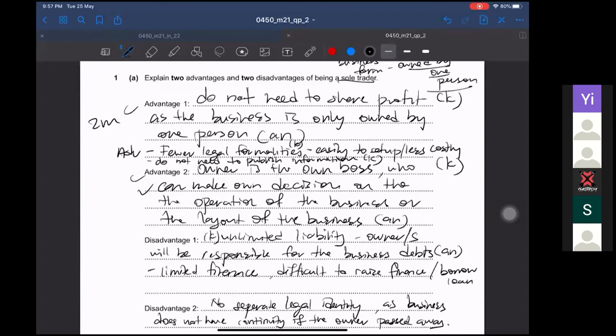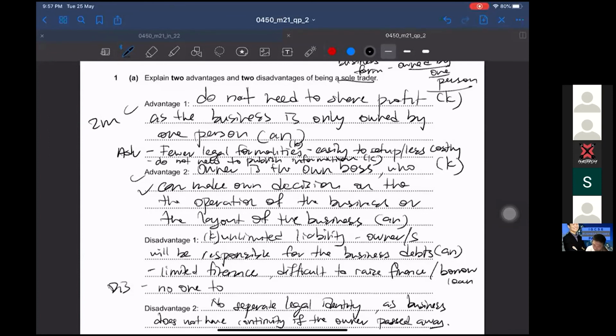Basically, for analysis, you can write a lot of things as long as they answer to your knowledge. As long as your analysis makes sense to your knowledge, it can be 1 mark for your analysis. That's why different people may have different analysis even with the same knowledge. What else? Another disadvantage is having no one to share the risk or the losses with. Because a sole trader has only one owner, you cannot share your loss or risk with another person.